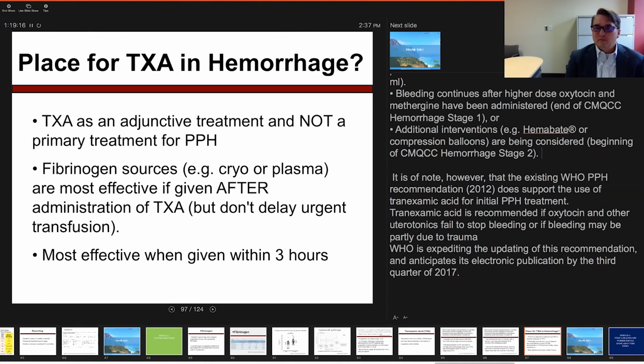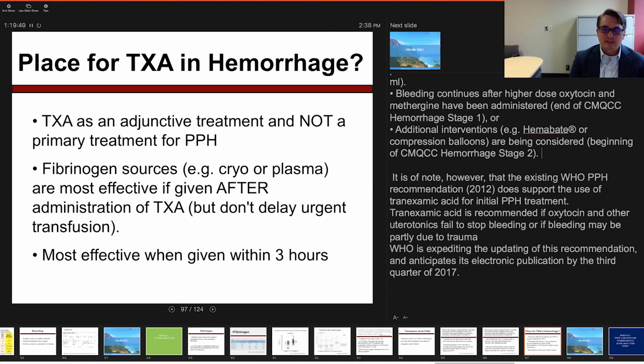I think it's also important to note that in the World Health Organization's 2012 guidelines, they don't support the use of tranexamic acid for the initial phases of postpartum hemorrhage treatment. They recommend tranexamic acid if the oxytocin and other uterotonics fail to stop the bleeding, or if the bleeding is felt to be due to trauma, where we have other literature supporting the use of tranexamic acid.